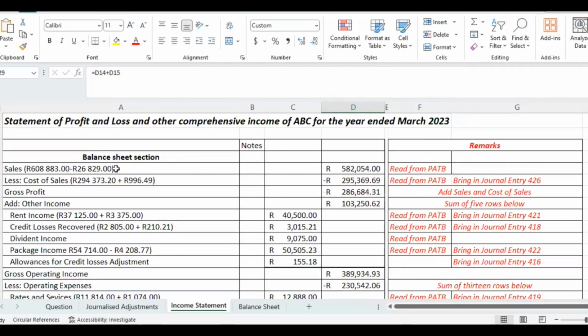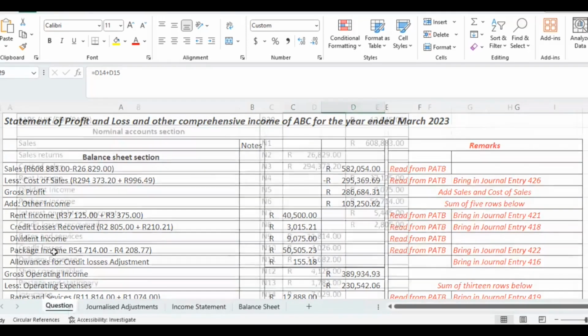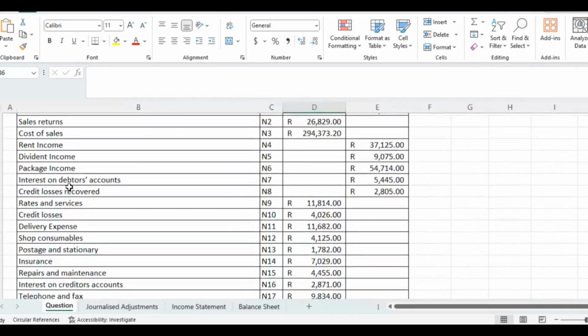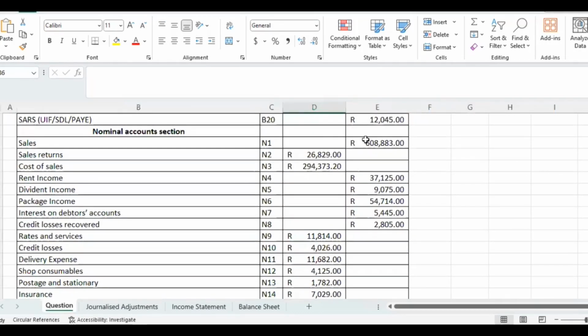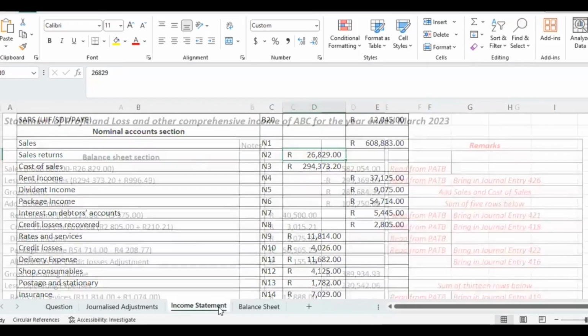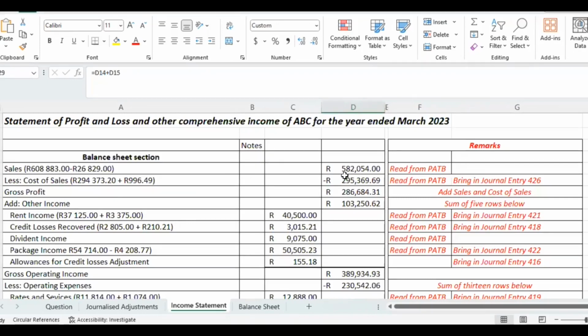Okay. So let's start with sales. Sales, it says 608,883 minus 26,829. Now, where did I get that? Well, if you look here at our pre-adjusted trial balance, you will see that that's the amount we have for sales minus the sales returns, because the sales returns must be subtracted, as it's really as if that never happened. So when we look at our income statement, we simply say that is the total we get, and we simply read that from the pre-adjusted trial balance.